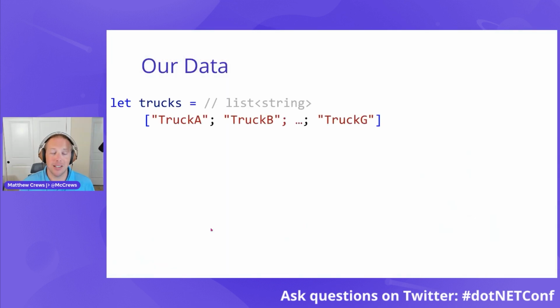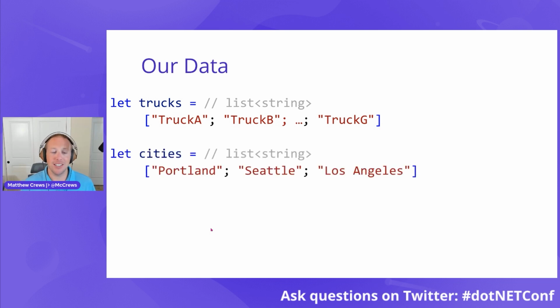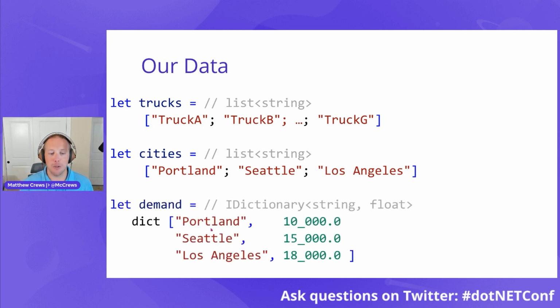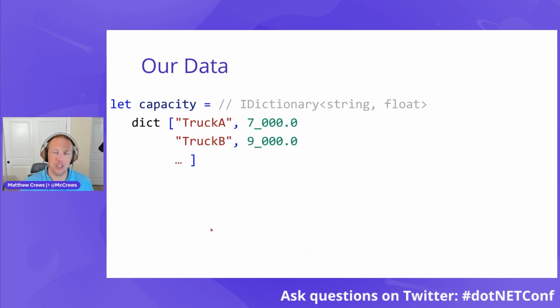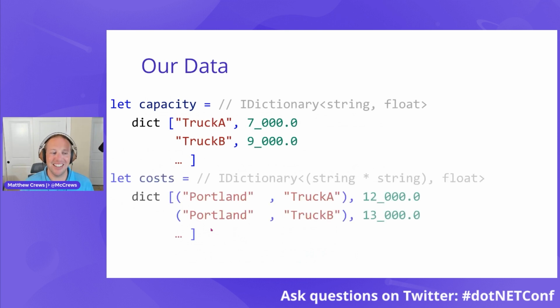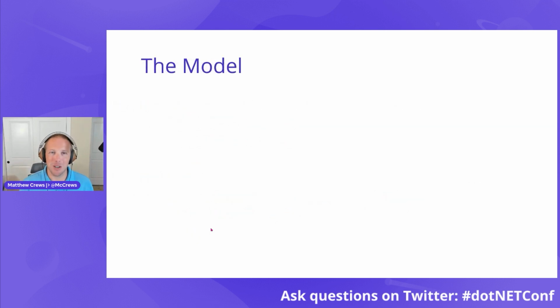First of all, we have trucks, and right now I'm just modeling this as a list of strings. We have our cities, again a list of strings, and this is where we need to send the vaccine to. And we have demand. Right now I'm putting this in a dictionary where the key is the city, and then the value is the float. The value is the demand for the vaccine. We also have capacity. So for each truck, there's how much of the vaccine it can carry, and the cost. And again, the cost is keyed by a tuple of city and truck, and the cost associated with using that method.